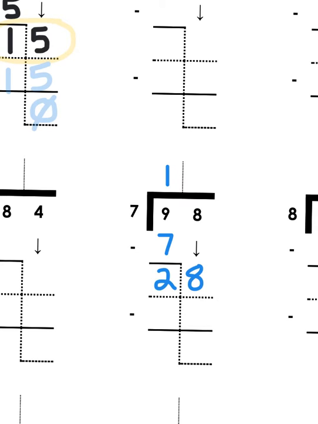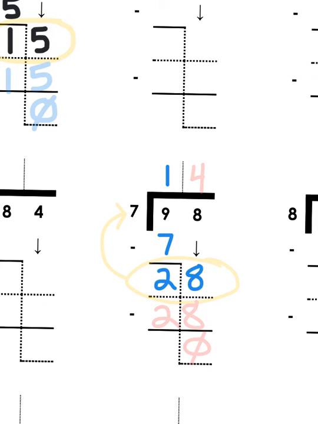And again, if the number that's left over is bigger than my divisor, then I repeat the process. So now I ask myself, how many groups of 7 can I get out of 28? And of course, my knowledge of multiplication facts tells me that I can get 4 groups of 7 out of 28 because 7 times 4 is 28. I subtract the difference, that leaves me with 0, and so my quotient, my answer, is 14.